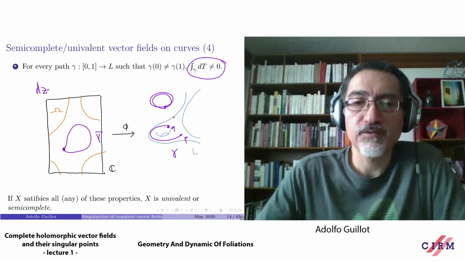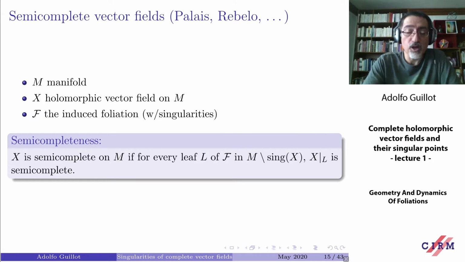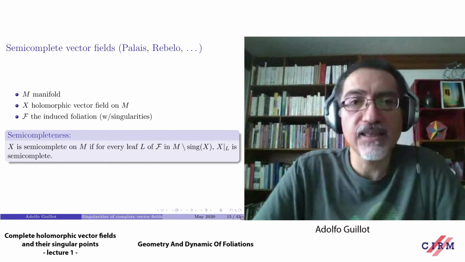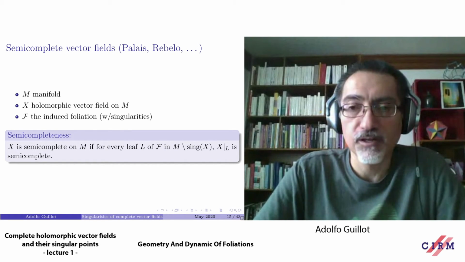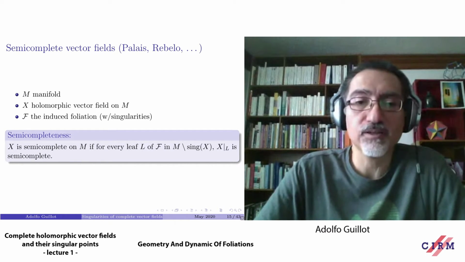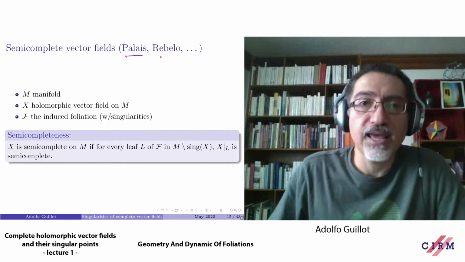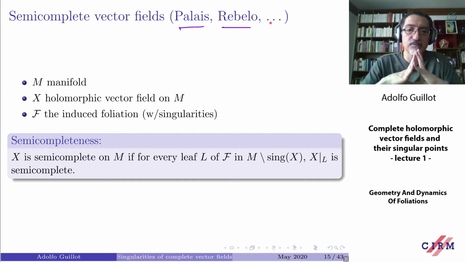So let me come to the definition of semi-completeness in manifolds. Once we know what a semi-complete vector field on a curve is, if you have a manifold and you have a holomorphic vector field on M, you have a foliation, you have some singularities, and then in the complement, you will have your manifold realized as the union of curves. And I would say that X is a semi-complete vector field if for every leaf L of M, away from the singular set of X, the geometry induced by the vector field satisfies any of the previous conditions. This is a definition of Palais under the name of univalence, or Rebello under the name of semi-completeness. So this is what a semi-complete vector field is.